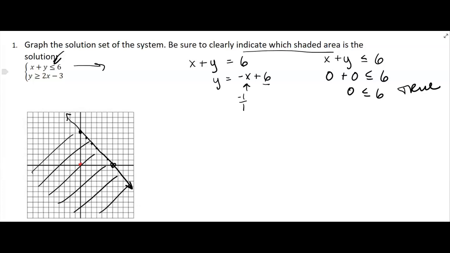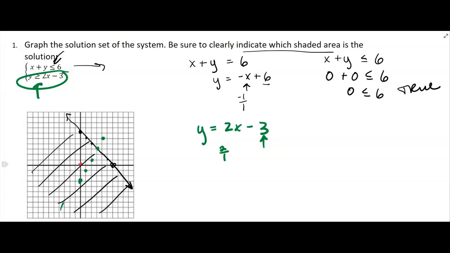So let me try green, see how that works. We treat it like an equation. y equals 2x minus 3. This is already in slope-intercept form. So I've got a y-intercept of negative 3. 1, 2, 3 right there. And my slope is 2 over 1. So rise 2, run 1, rise 2, run 1. Something like that. Is it going to be a solid or a dotted line? It's going to be solid because it's got the equal to part.